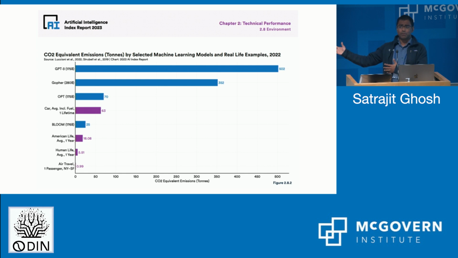We also have to keep in mind something like this. So this is CO2 emissions for training of various models. We are entering a world where this becomes a realistic thing for us to consider, given scale, storage of data, and all kinds of computing going on around it.